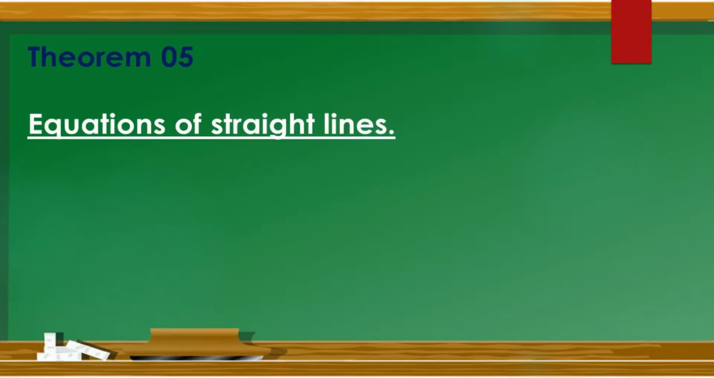Today I'm continuing the second straight line tutorial. In the last tutorial we discussed some qualities of straight lines, and we already found the gradient value when two coordinates are given. Now I'm going to tell you how to write the straight line equation in the proper way.